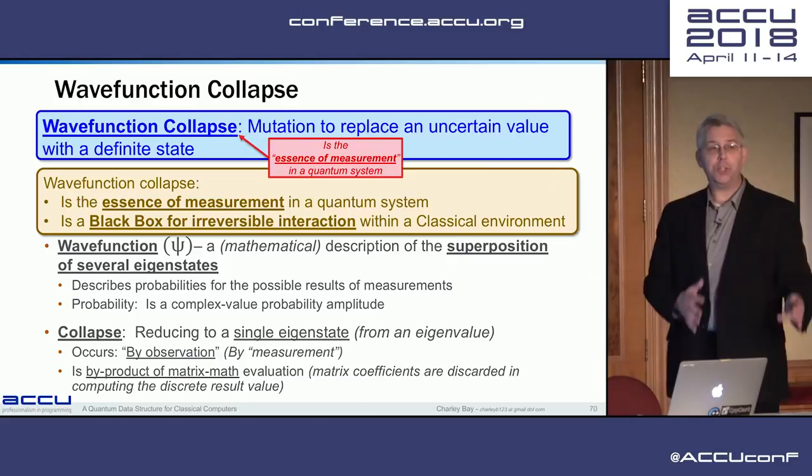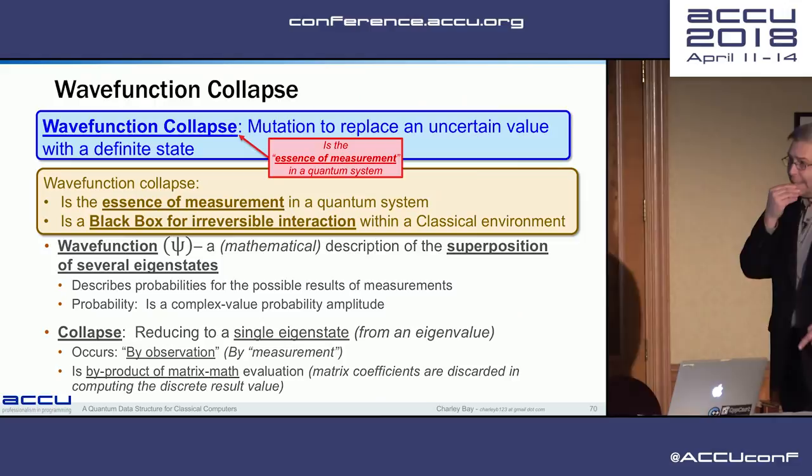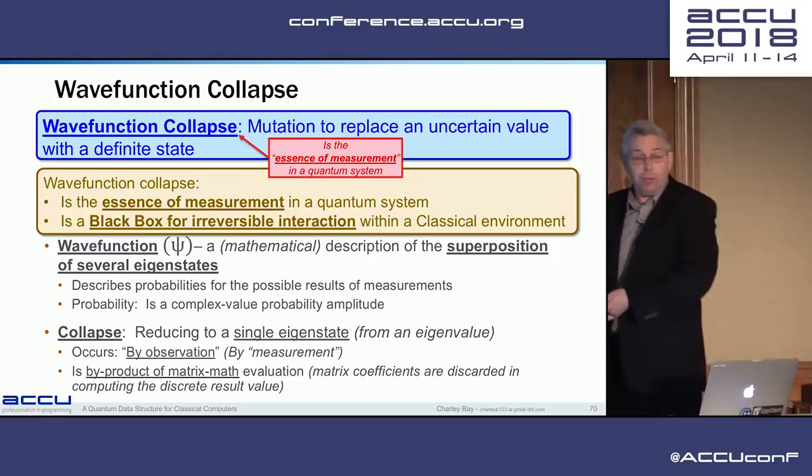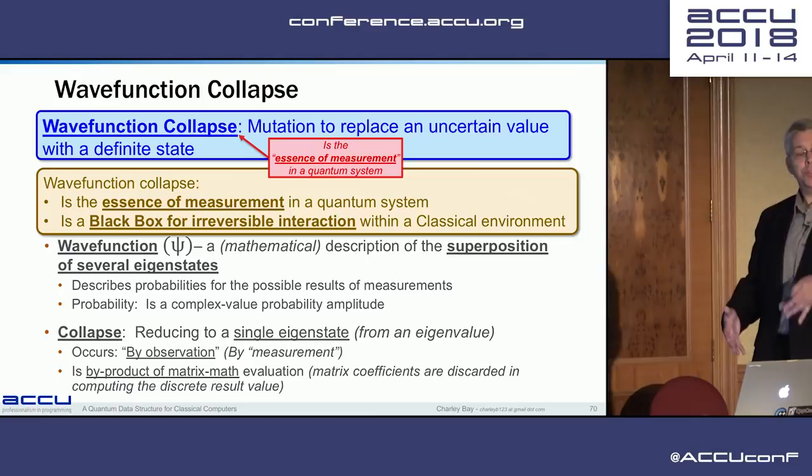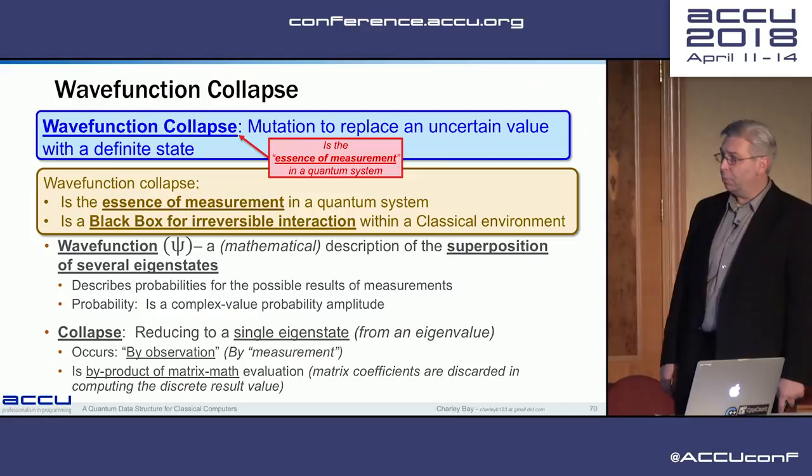Now, the wave function is going to be a way to describe through an algorithm. You can use matrix math if you want, but you don't have to. You describe somehow this complex combination of all these eigenstates. And when I look at it, when I freeze it, when I pin it, it's going to drop to an eigenstate from the superposition possibility set. So reducing to a single eigenstate, that's how we measure.